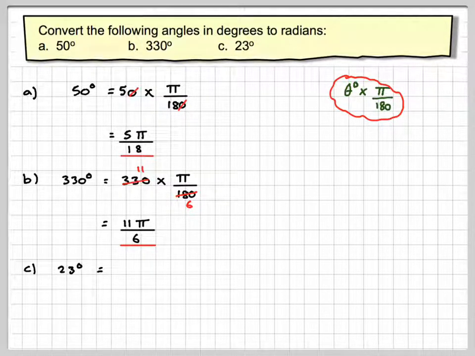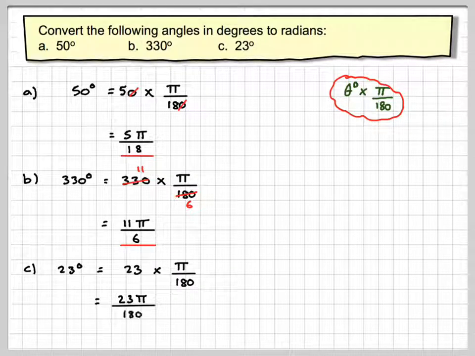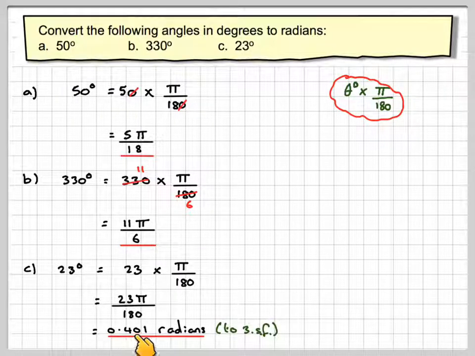We might not always be able to do that. We've got 23, which is going to be 23 times pi over 180, which gives me 23 pi over 180 as the exact answer, or the approximate equivalent will be 0.401 radians. And normally if you're going to express it this way, we will express it to 3 significant figures.